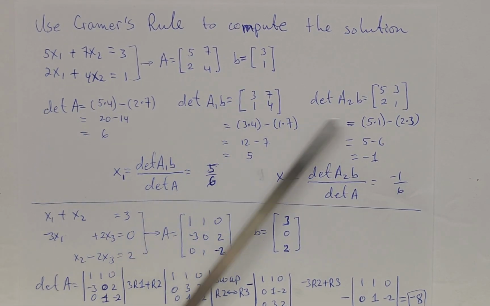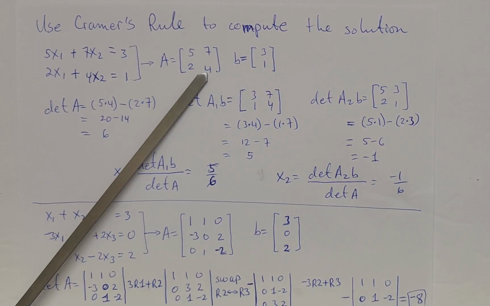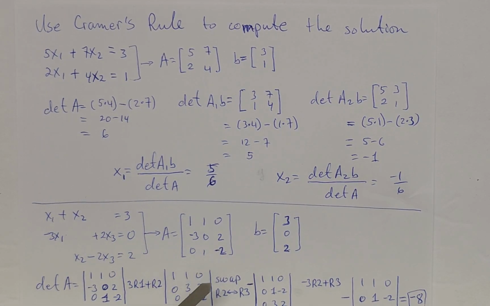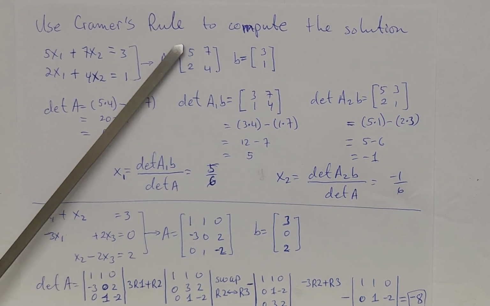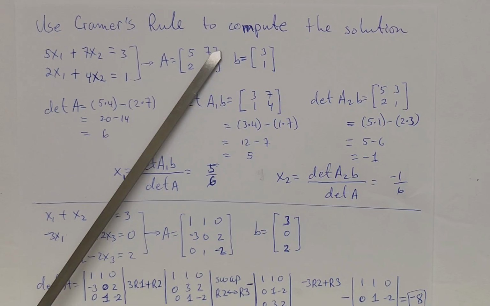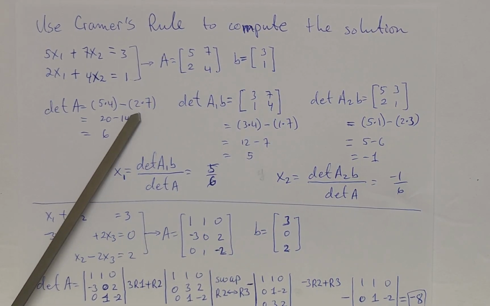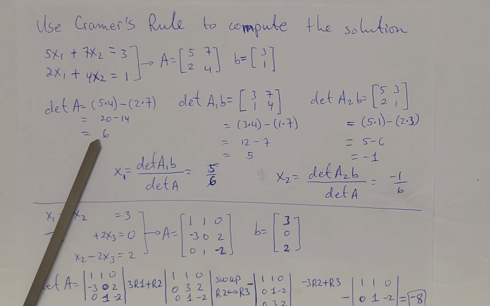We need three determinants. The first determinant is the matrix A. So using the determinant from the previous lessons, A times D, which is here, minus B times C, which is here. Simplify gives me 20 minus 14, which is 6.